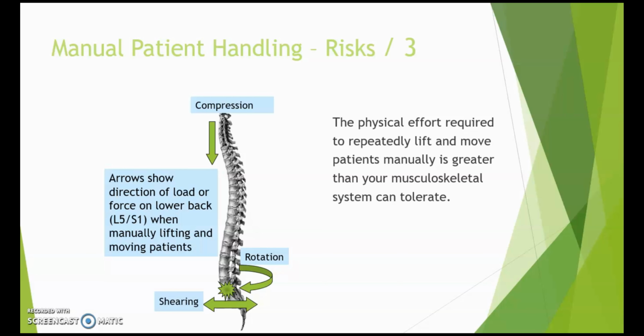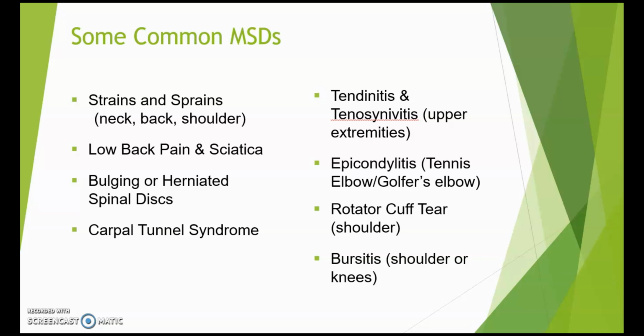Now, some common MSDs: strains and sprains, neck, back, shoulders, low back pain, and sciatic nerve, right? Bulging or herniated spinal disc, carpal tunnel syndrome, tendinitis and tenosynovitis, upper extremities, epicondylitis, tennis elbow, golfer's elbow, rotator cuff tear, extremely common, especially in nursing practice, affecting shoulders, bursitis, shoulders or knees.